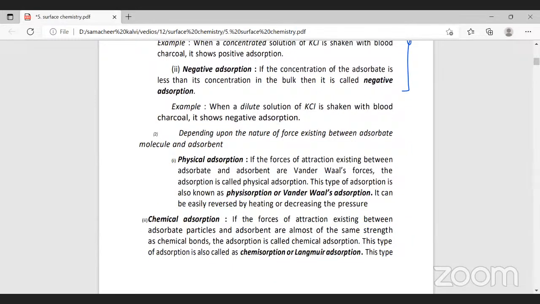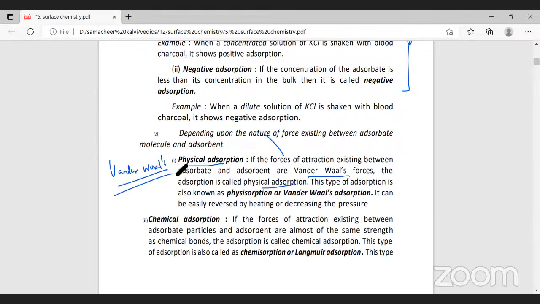The second classification is very important, depending upon the nature of force existing between the adsorbate molecule and the adsorbent. One is physical adsorption. If the force of attraction existing between adsorbate and adsorbent is van der Waals force of attraction, then the adsorption is called physical adsorption. So in physical adsorption, the force of attraction between adsorbate and adsorbent is a weak van der Waals force. This is also called physisorption, or van der Waals adsorption.